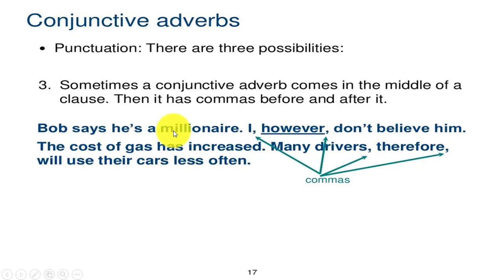Number three. Sometimes a conjunctive adverb comes in the middle of a clause. Then it has commas before and after it. Bob says he's a millionaire. I, however, don't believe him. The cost of gas has increased. Many drivers, therefore, will use their cars less often. Sometimes a conjunctive adverb comes in the middle of a clause. Then it has commas before and after it.